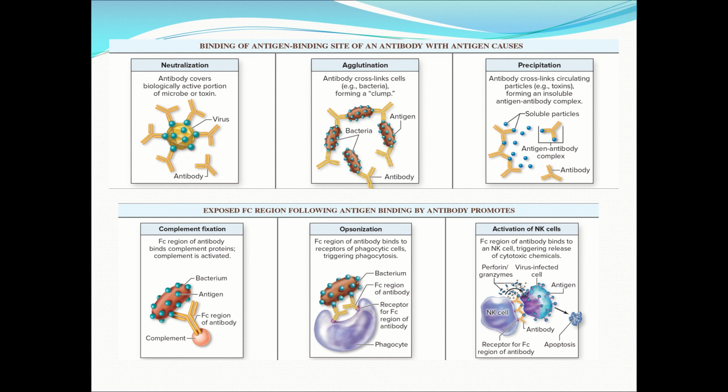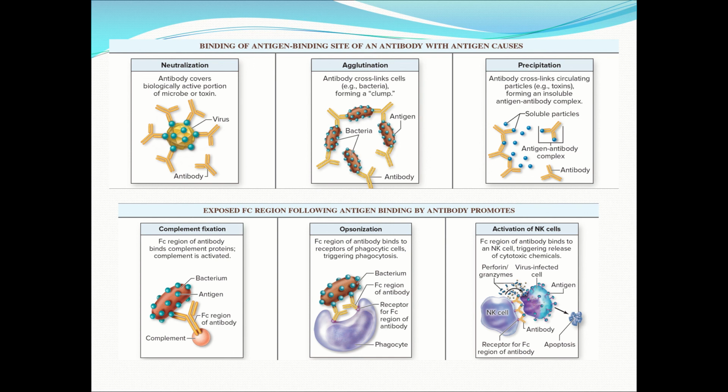Agglutination occurs when antibody cross-links cells forming a clump, and this can happen in your blood too with an improper blood transfusion. It can clump your blood cells together. Precipitation occurs when the antibody cross-links circulating particles, forming an insoluble antigen-antibody complex. And so they'll precipitate or solidify like out of the solution.